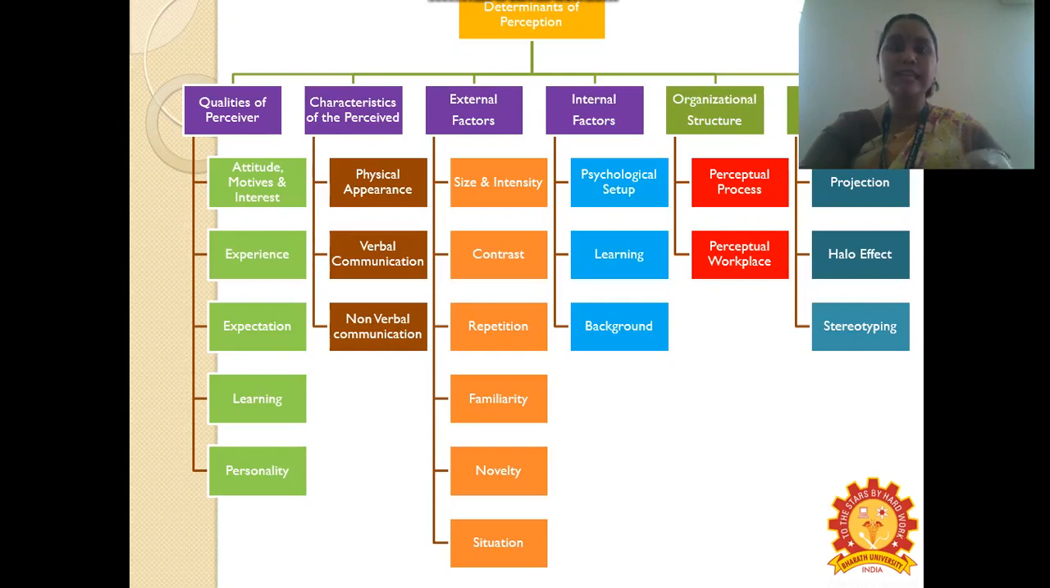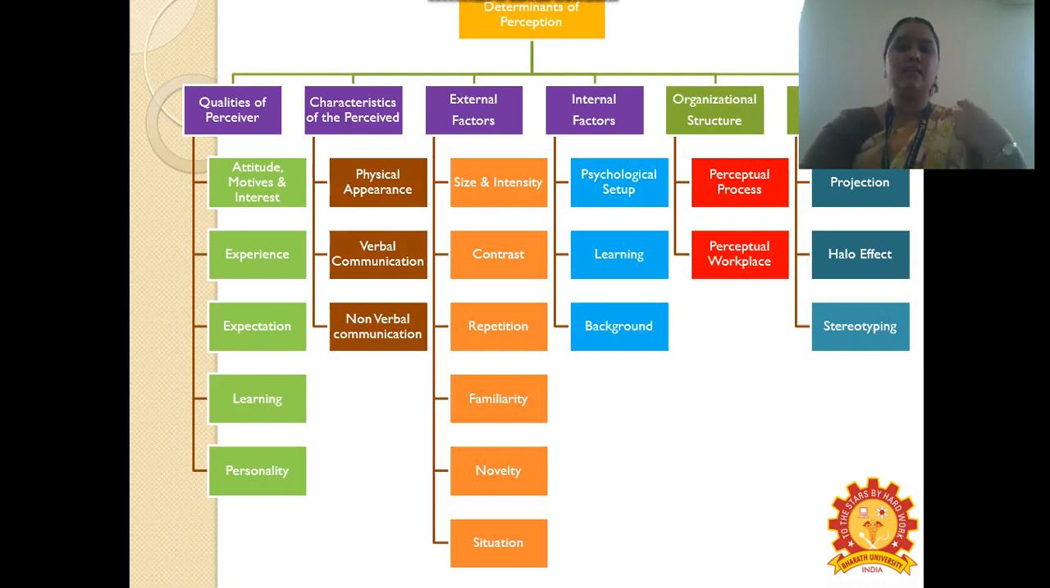The first one is psychological setup. So what is psychological setup? People generally perceive what they like to perceive. This may be based on their attitude, or their interest, or their preferences. So psychology has an important influence on individuals' perception.